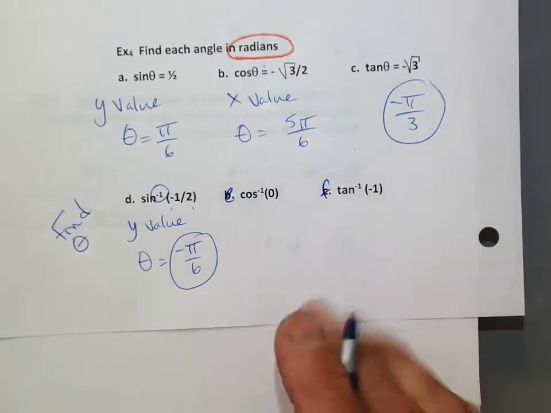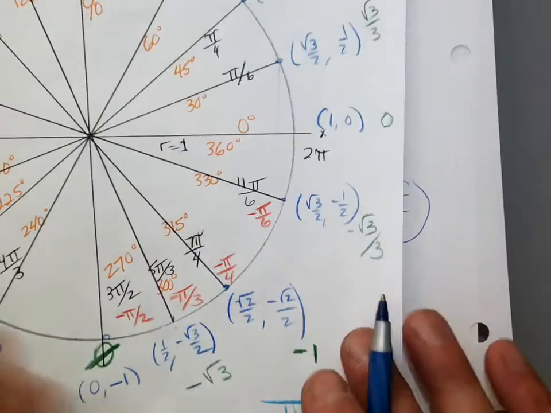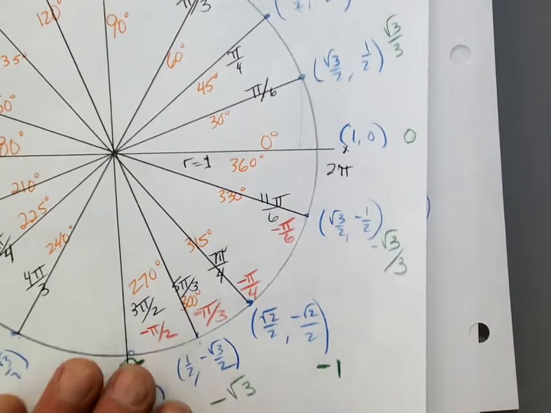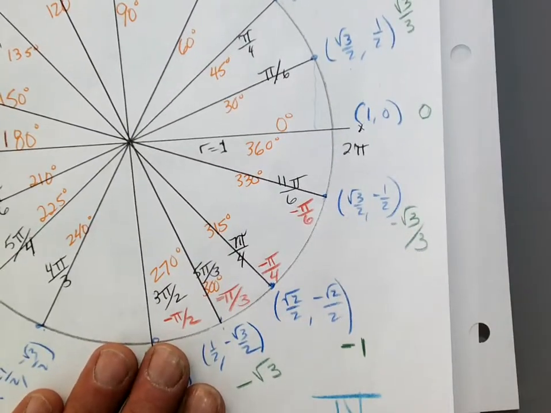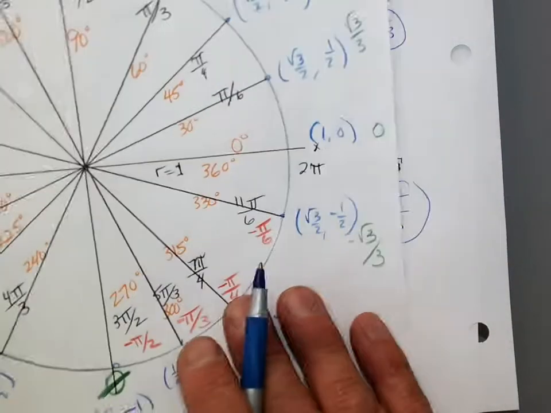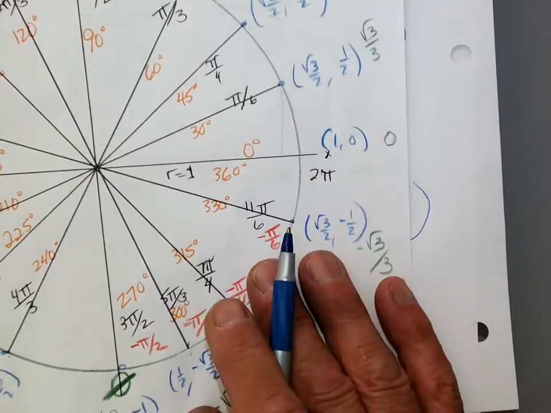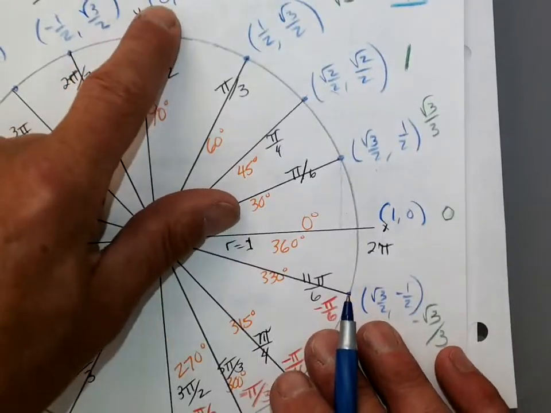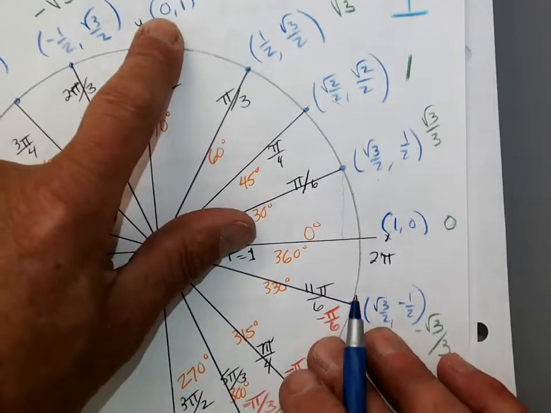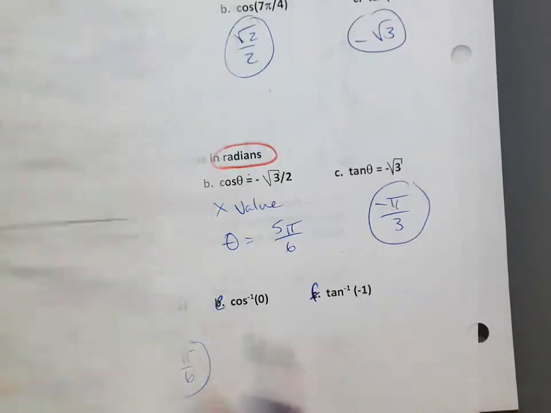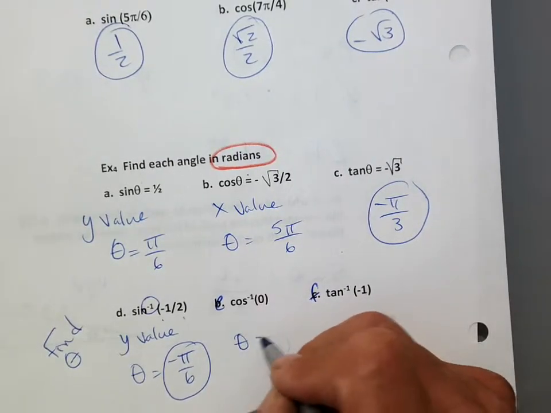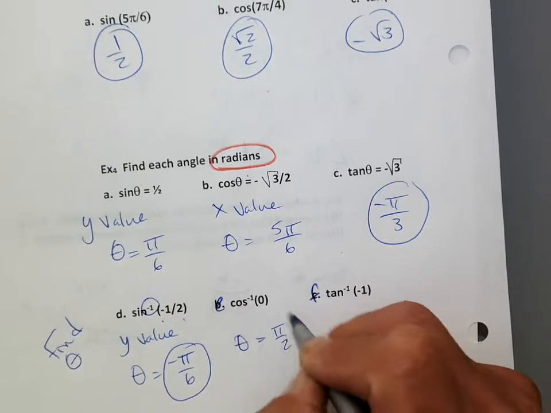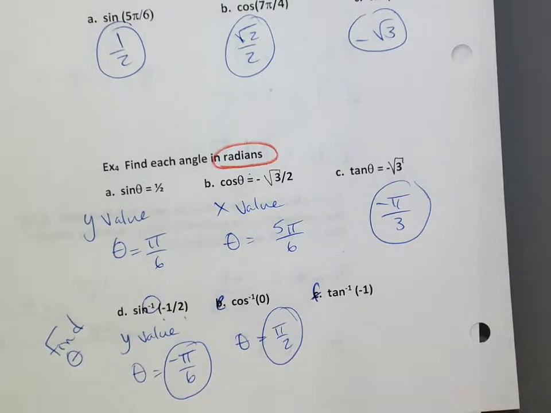Awesome. Cosine inverse of 0. Cosine 0 is an x value. Who said that? Pi over 2. It's right there. Pi over 2. Nice job, Jeremy. Yep. So theta is pi over 2. Okay. Thank you, Jeremy.